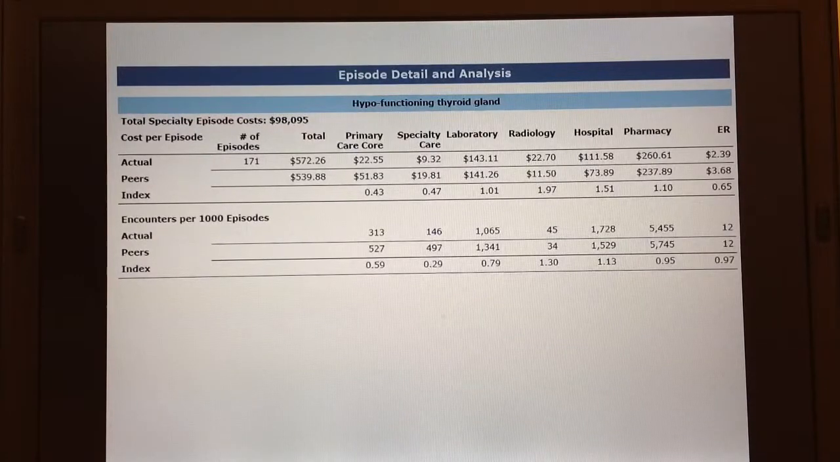The final section of the report, Episode Detail and Analysis, displays resource use and utilization measures at the episode family level for 8 specific ETG families. Measures include the practice actual amount for both resource use and encounters per 1,000, a peer group average for the same type of episode, and a cost and utilization index overall.